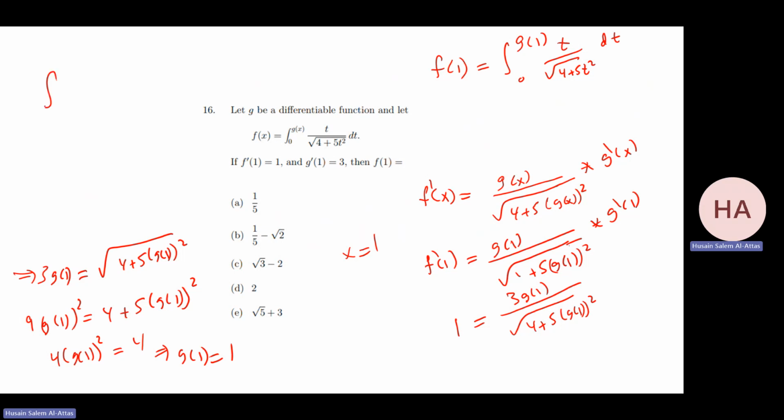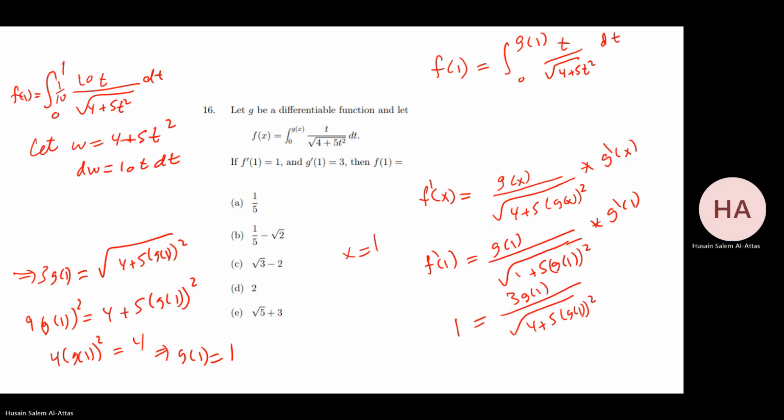So I have now 0 to 1. f of 1 will be the integral from 0 to 1 of t over the square root of 4 plus 5t squared dt, which is now I'll use the substitution. Let w equal 4 plus 5t squared. So dw will be 10t dt. So write 10 and 1 over 10. So that'll give me 1 over 10, this is the integral of 10t dt.